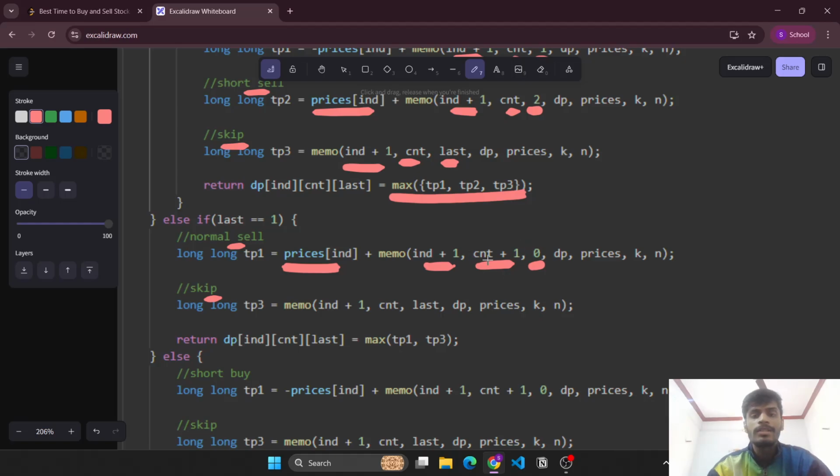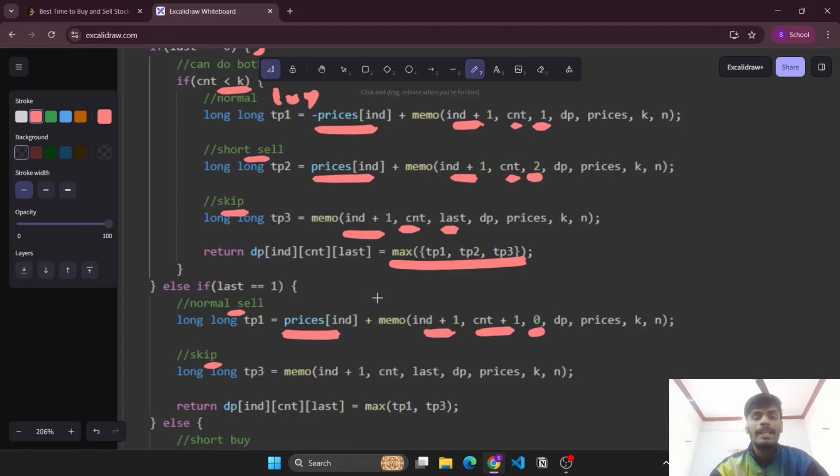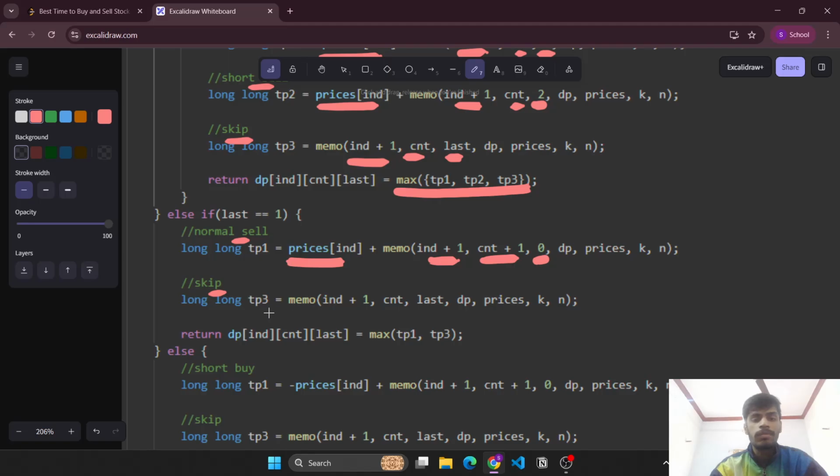And we know count plus 1 will be less than or equal to k, because we only performed this operation when the count was less than k. So this last will only become 1 when this count was less than k. Hence count plus 1 will be less than or equal to k. Okay, and similarly the skip function here as well.